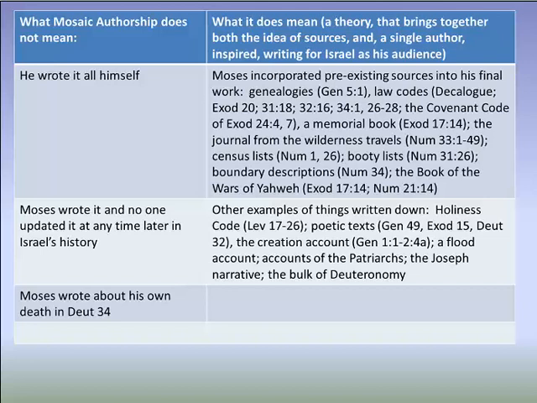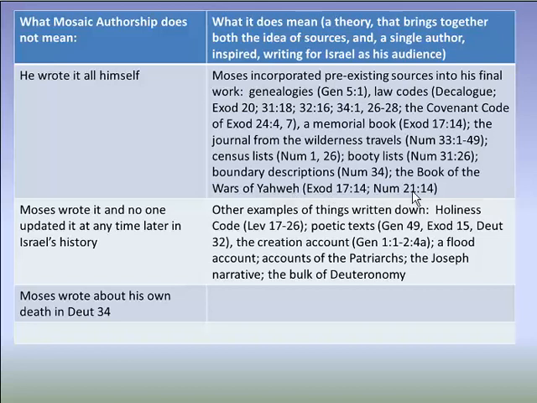What does it mean? So I'll refer to the chart there. What it does mean is that Moses would have incorporated pre-existing sources into his final work. For example, genealogies, Genesis 5; law codes, the Decalogue referred to in Exodus 20 and chapters 31, 32, 34, 26 through 28; the covenant code referred to in Exodus 24; the reference to a memorial book in Exodus 17; the journal for the wilderness travels referred to in Numbers 33; the census lists, for example, Numbers 1 and chapter 26; a booty list referred to in Numbers 31; boundary descriptions referred to in Numbers 34; and a book of the wars of Yahweh referred to in Exodus 17 and Numbers 21.